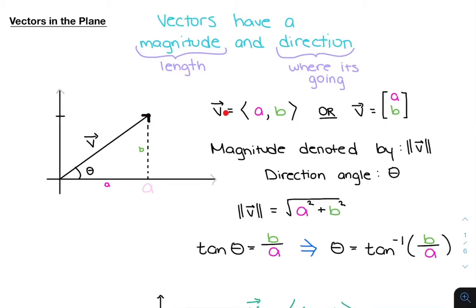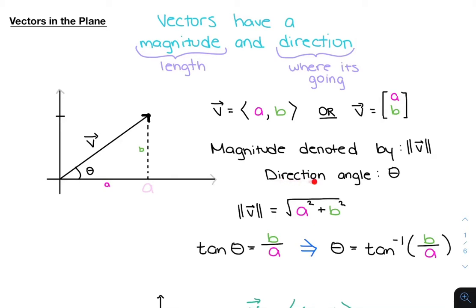Vectors are either bolded or have a little arrow on top of them. So for example here, the V has a little arrow signifying that it's a vector. And the way that they're denoted or written is that they have little brackety arrows similar to a point, or it can be in this vertical form where you have A on top and B on the bottom. The magnitude of the vector is denoted by this symbol here. It looks similar to the absolute value sign but with a double bar.